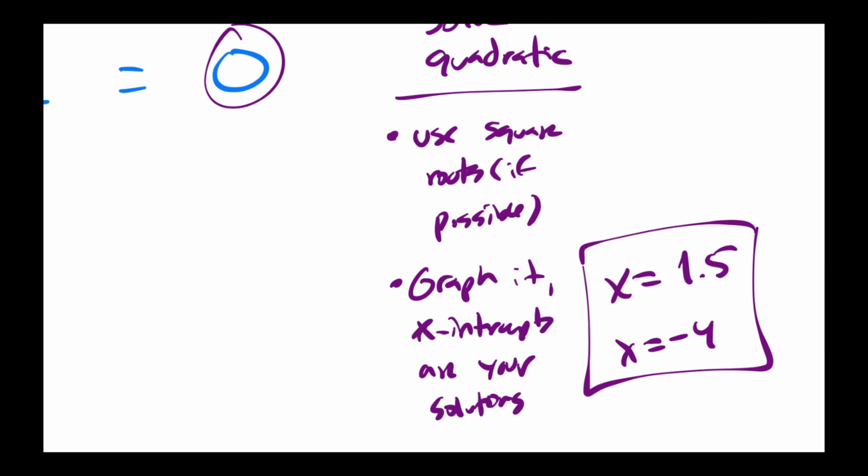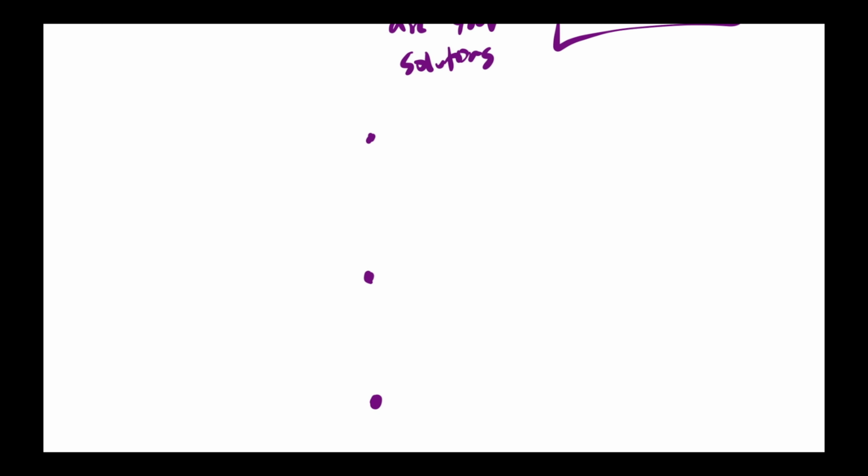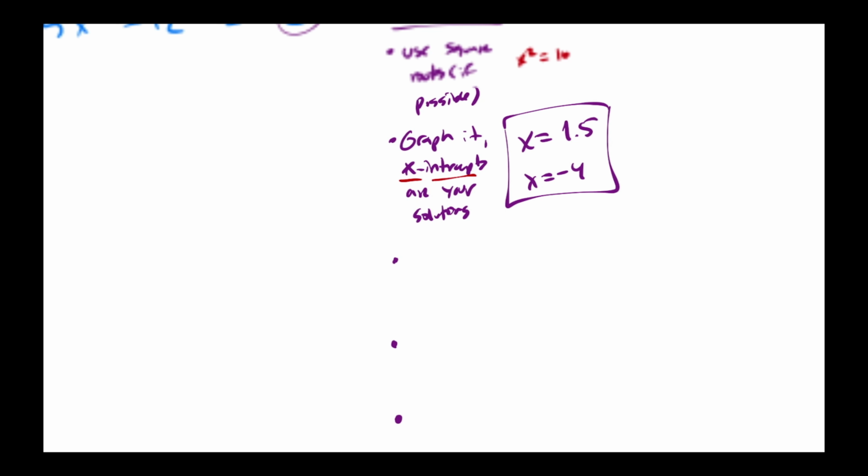So one way is use square roots if possible, right? That means if you have x squared by itself, like x squared equals something, you could just square root both sides. We can graph it, and the x-intercepts are my solutions. And what are the other 3 ways? Do you guys remember? What are the other 3 ways? Come on, guys.